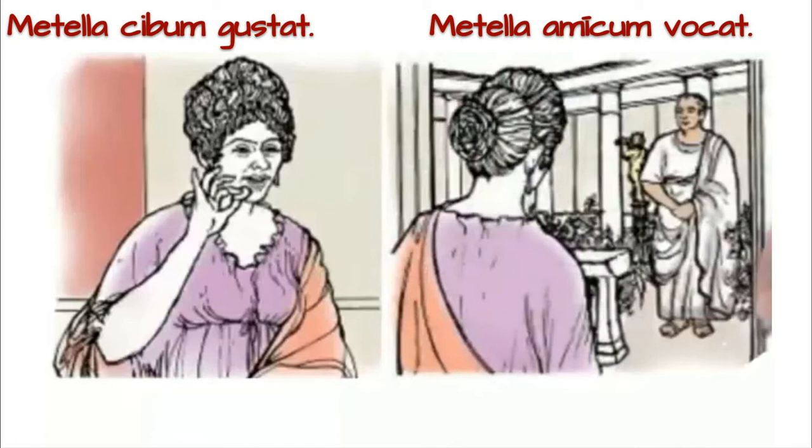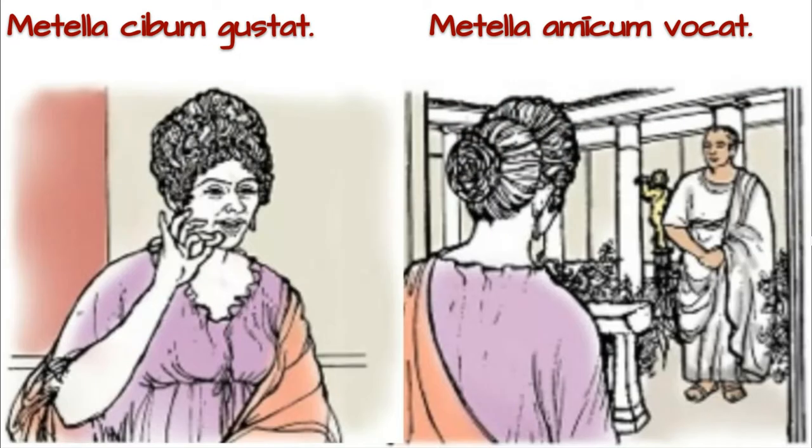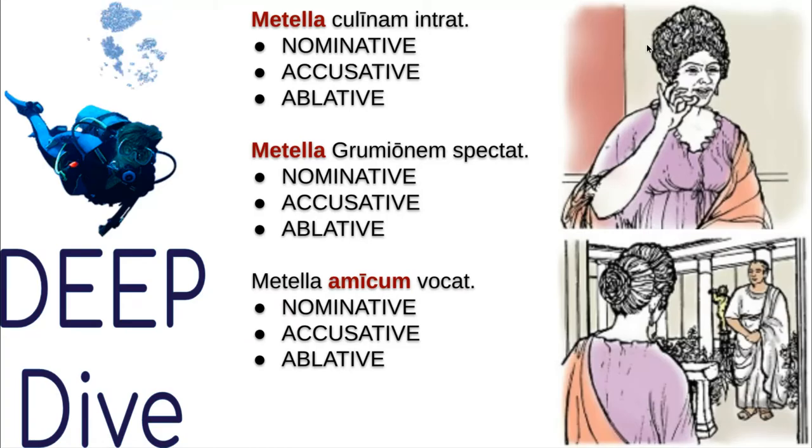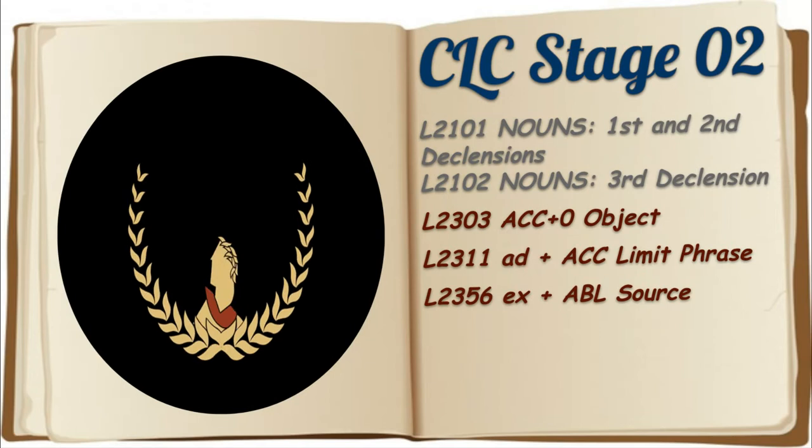You don't have to have a special word order. In this case, we have cibum as accusative and Metella as nominative. So Metella tastes the food, Metella greets the friend, or calls the friend, we can say. And we'll take a look at that more closely. So Metella, what case is a short A? Oh, that's nominative. And Metella is still nominative. How about Grumionem? That's accusative, right? And amicum is also accusative. So, piece of cake.